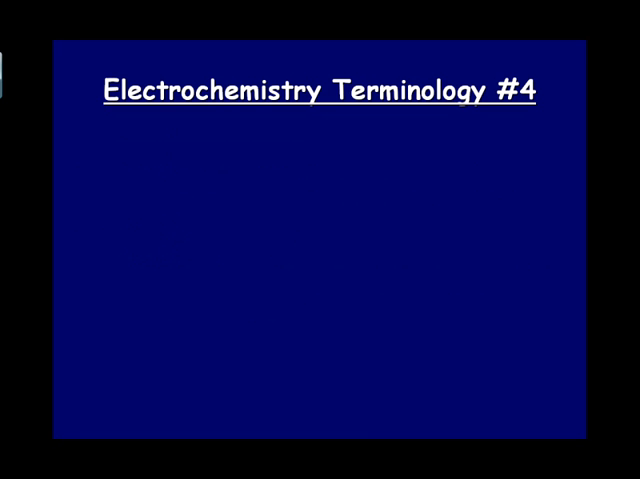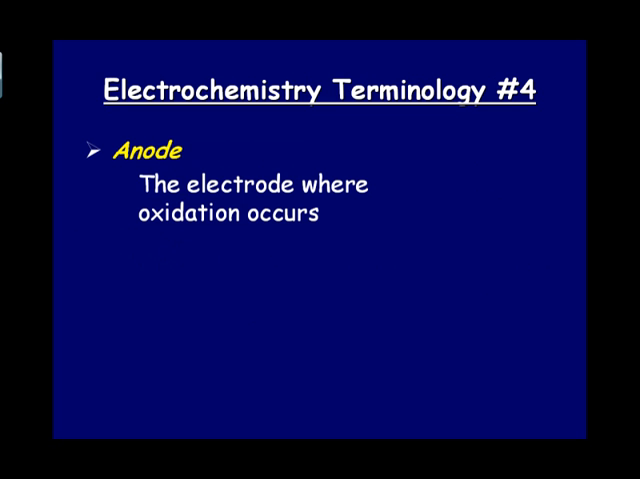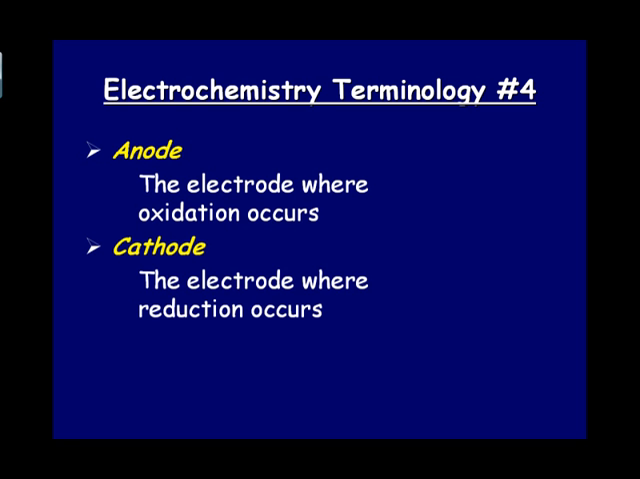Now, the last set of terms that we need to take a look at would apply specifically to the electrochemical cell or to the battery, and the first term here is the anode. Now, the anode is the electrode where oxidation occurs. So this is the electrode from which the electrons are lost. They then travel to the cathode, and the cathode is where the electrons are then picked up. This is where reduction occurs.